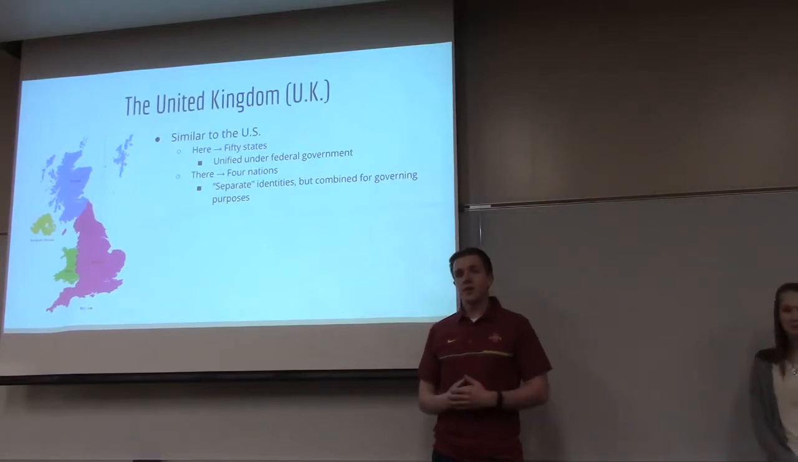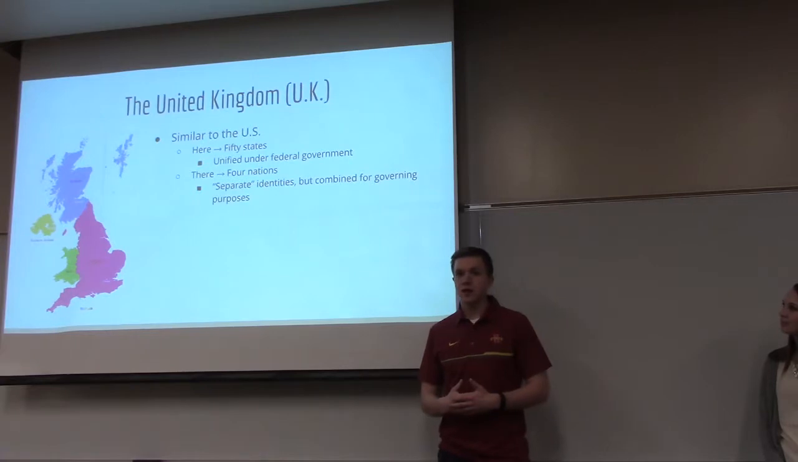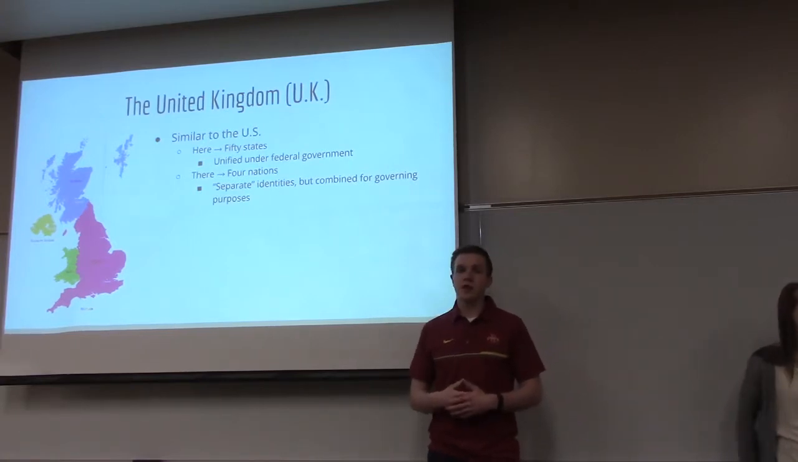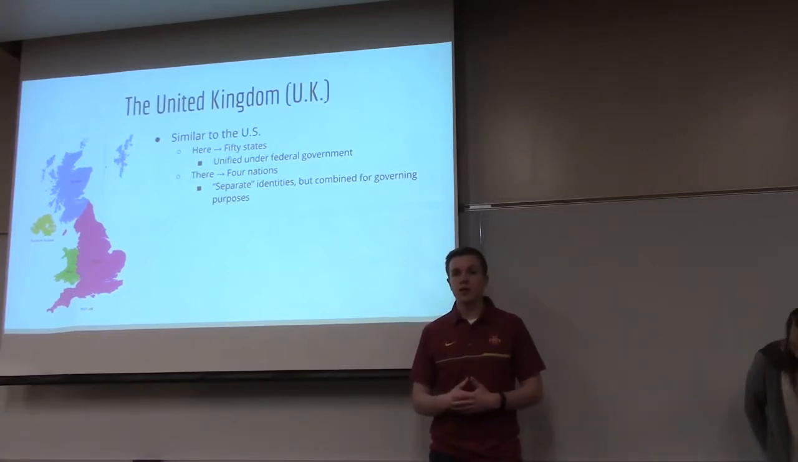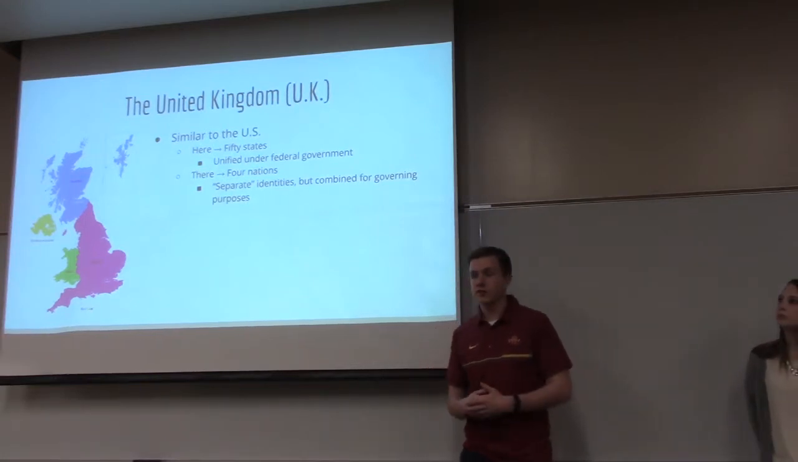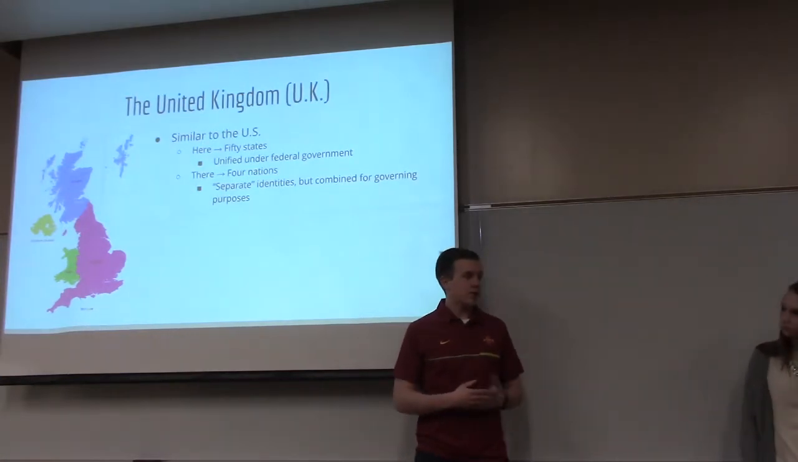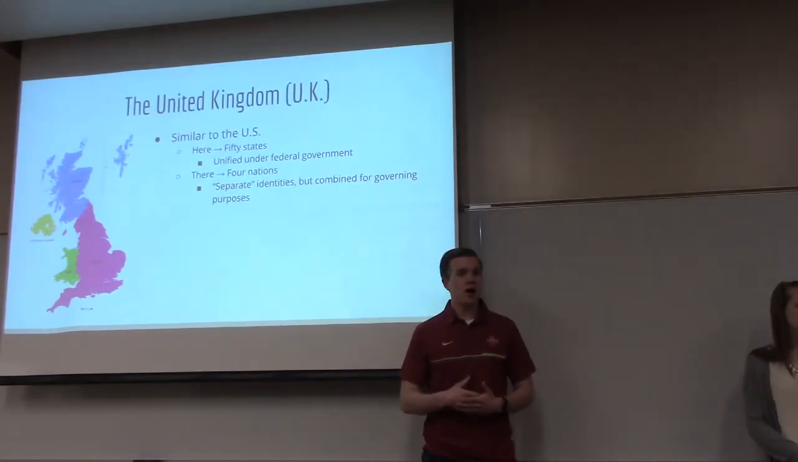So an easy way to think about this is that the United Kingdom is actually very similar to the way the United States is set up. Here in the US, we have 50 states all combined underneath one federal government. And in the UK, they have 4 different countries that are under one legislative body as well. So these 4 nations are separate in the minds of the people over there, and they all have their own identity, but they're just combined together for governing purposes.